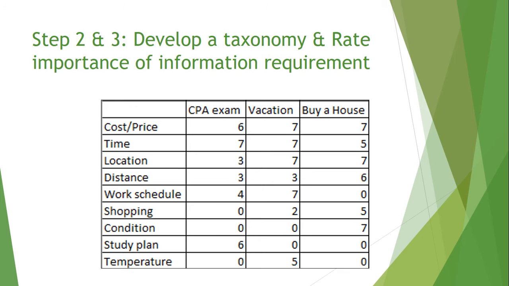So the second and the third step in assessing the information requires developing a taxonomy and the rate of importance of information requirements. By asking Asad, the information was put on a scale from 1 to 7 to see how important it was. As you can see in the table below, cost and price were important for the exam, vacation, and to buy a house.